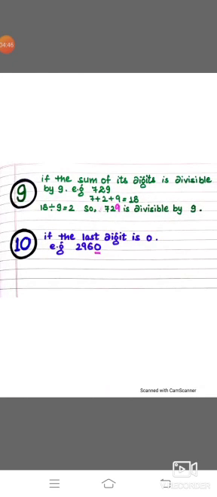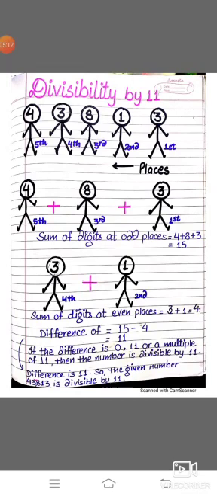Next number is 9. If the sum of its digits is divisible by 9, then the number is divisible by 9. For example, 729, sum of digits 18, 18 is divisible by 9, so 729 is divisible by 9. Last number is 10. If the last digit of a number is 0, then the number is divisible by 10. Otherwise, it is not divisible by 10.